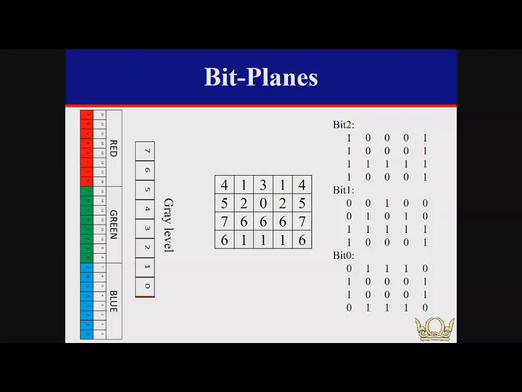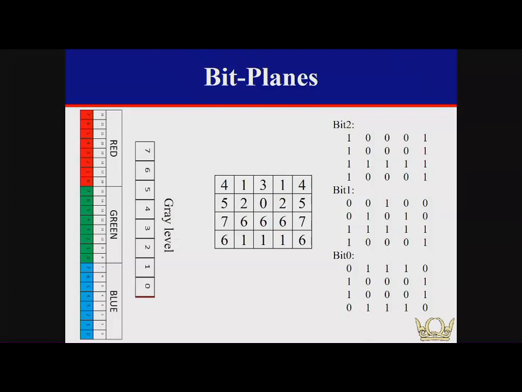If I just take out bit 2, I have bit 2 here, and for bit 1, I got 0, and for bit 0, I got 0. So this is for pixel value 4. Next, pixel value 1 should be 0, 0, 1: bit 2 is 0, bit 1 is 0, and bit 0 is 1. So I have 0, 0, 1 for that pixel value.